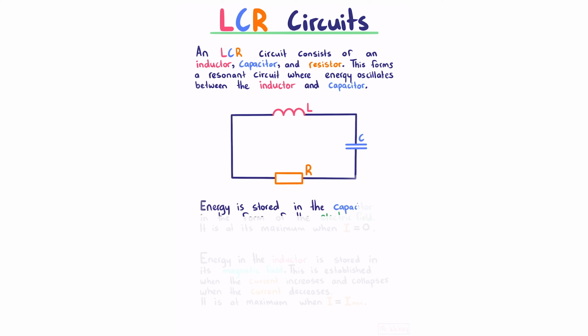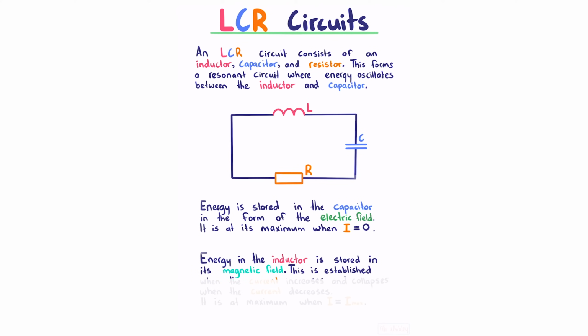Energy is stored in the capacitor in the form of the electric field. It is at its maximum when the current is equal to 0. Recall that our current is 0 when our capacitor is fully charged. Energy in the inductor is stored in its magnetic field. This is established when the current increases and collapses when the current decreases. It is at its maximum when the current is at its maximum.